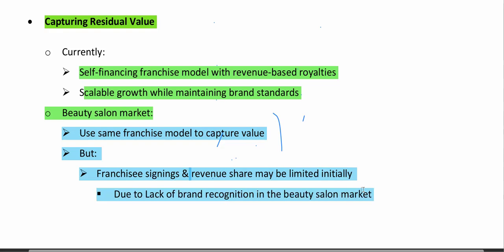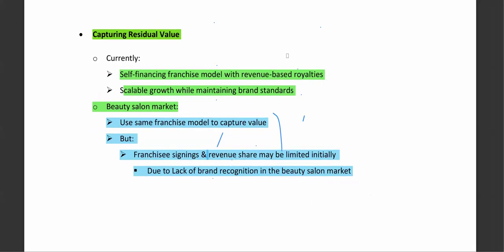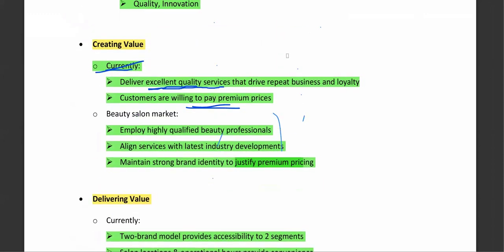So yes, we can capture residual value the same way, but the implications are that we would need to find ways to convince franchisees or businesses to sign up with us. So that's about the answer plan. And remember, there could be other implications.